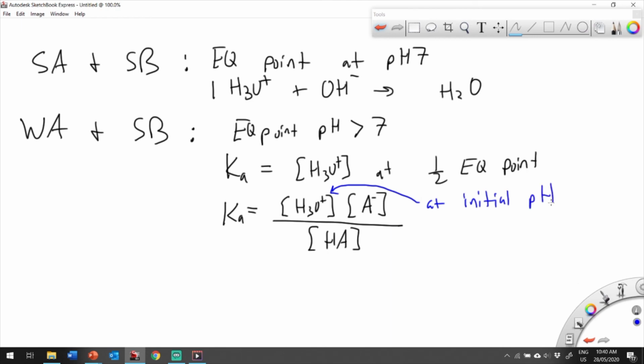A lot of students will make the mistake of using the pH at the half equivalence point, but we don't need that. When calculating the original concentration of the weak acid, we use the initial pH for the concentration of hydronium.